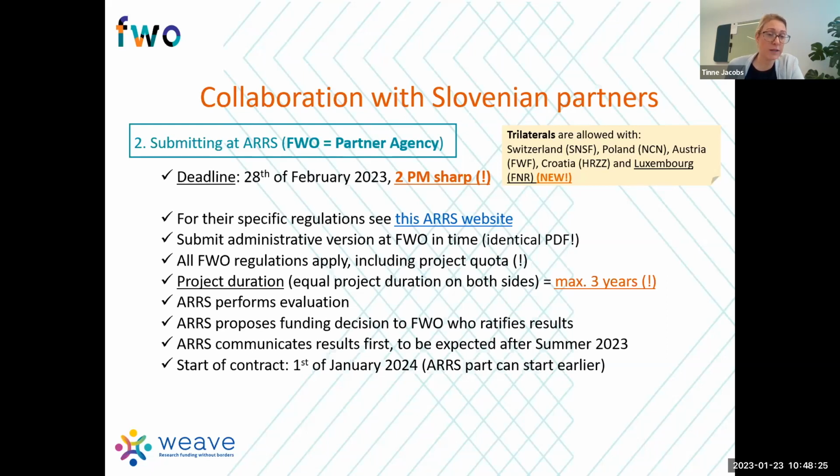The results of F.R.S are expected after summer 2023. But at FWO side, the projects will only start on paper on 1st of January 2024. Slovenian partners might start earlier. It's allowed by F.R.S.